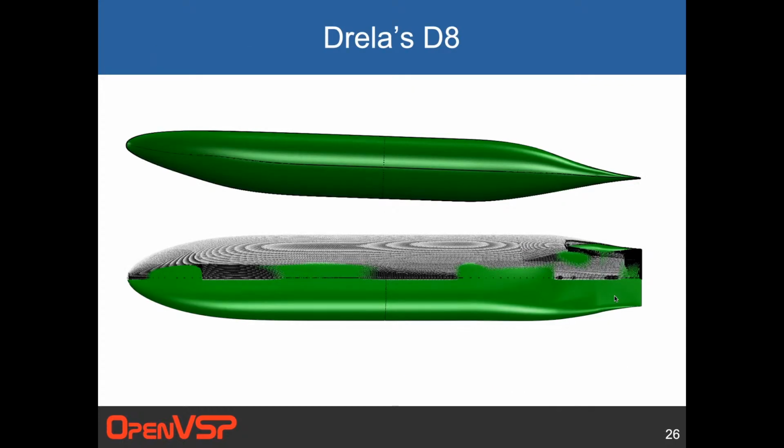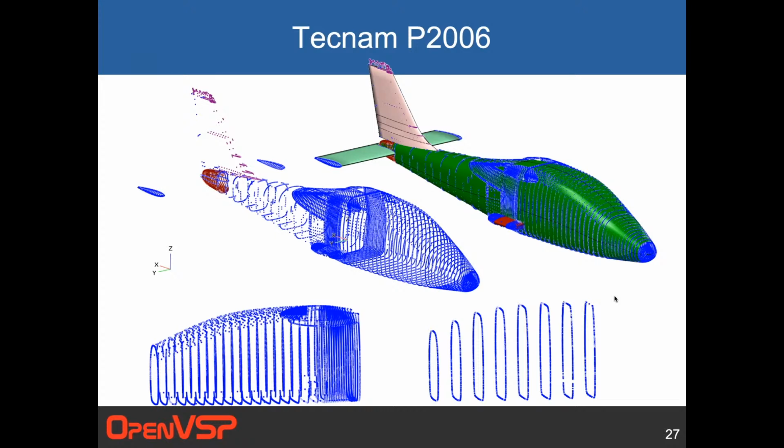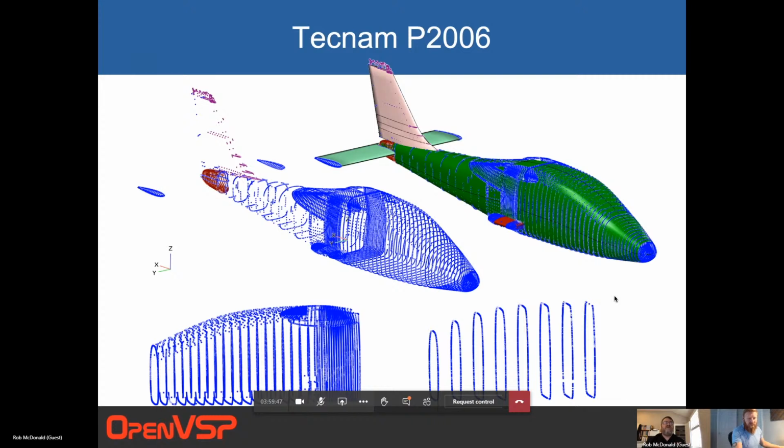The Drela at MIT, the D8 configuration that NASA did some wind tunnel testing with before, had a very, very fine resolution CFD mesh that I was able to pull in and then make this VSP model to match. And likewise, the X57 is based on a Tecnam P2006 fuselage. I was able to take the STL file from that CAD file from Tecnam and use that to build the fuselage model that is in the Tecnam models that you can download from the hangar.